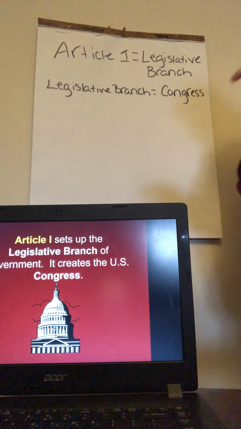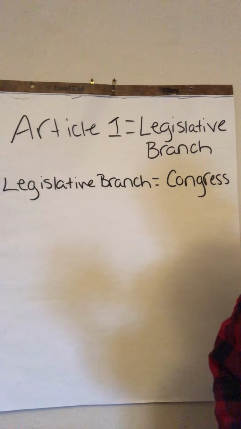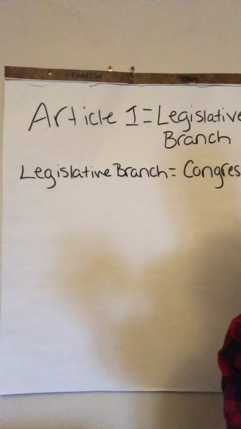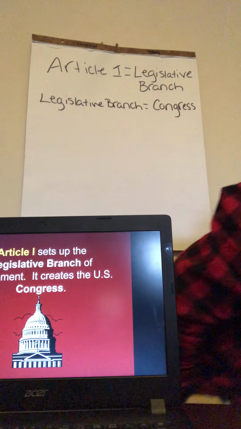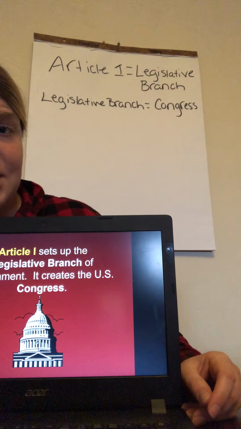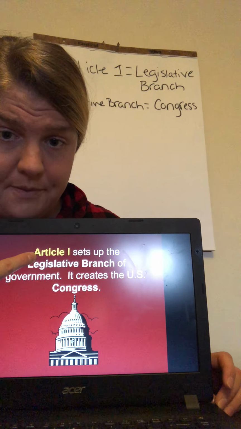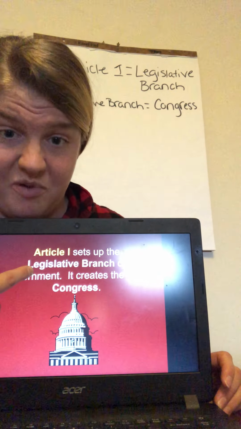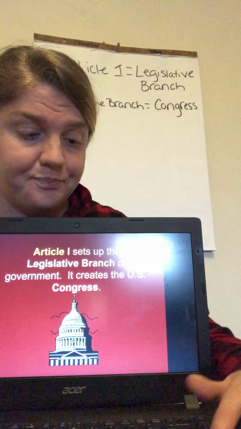Okay, so what that says is Article 1 is the legislative branch, and the legislative branch is the same thing as Congress. And Congress has 2 houses, but we're going to get into that in a little bit. So Article 1, legislative branch equals Congress. When they talk about Article 1, they're talking about the legislative branch and Congress. They're all the same.